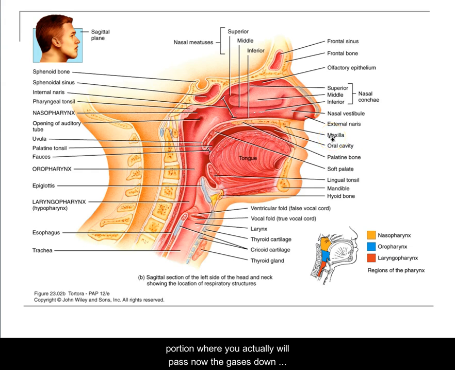If you close your mouth, inhale, the gases pass over all of the epithelia on the meatai, meaning it's superior, middle, and inferior, and pass back here until we actually get to the pharyngeal portion, where you actually will pass now the gases down through into the oropharynx, and the oropharynx will then feed. Okay, we're going to move down here into the actual trachea. Inhale this way, it ends up inside your stomach. Bad things usually happen with that.